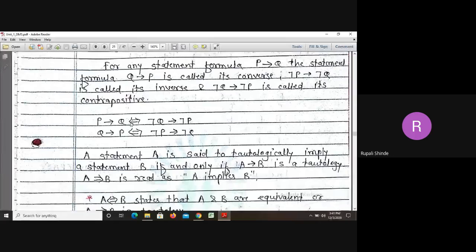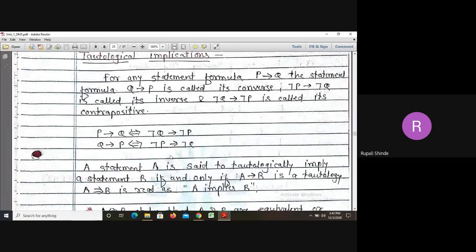So again, P conditional Q is equivalent to negation Q conditional negation P, that we have seen. This is its contrapositive form. Q conditional P is equivalent to negation P conditional negation Q. We have just altered the position of symbols.